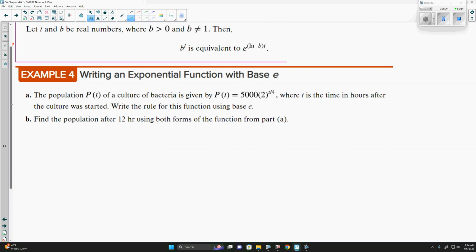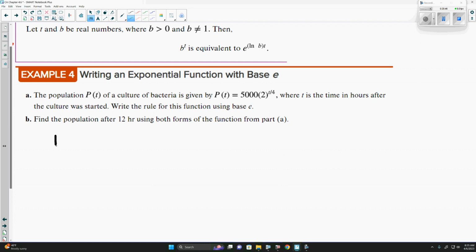Because what they want us to do is use this here: the population P of t of a culture of bacteria is given by the equation P of t is equal to 5,000 times 2 to the t over 4, where t is the time in hours after the culture was started. Write the rule of this function using base e. So we're wanting to rewrite it with base e.